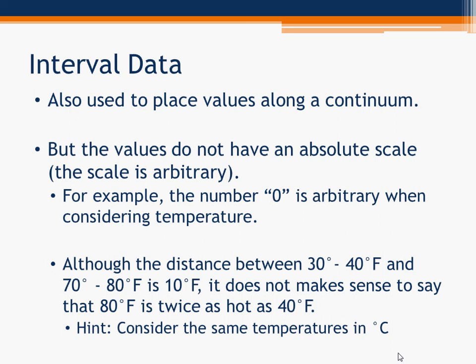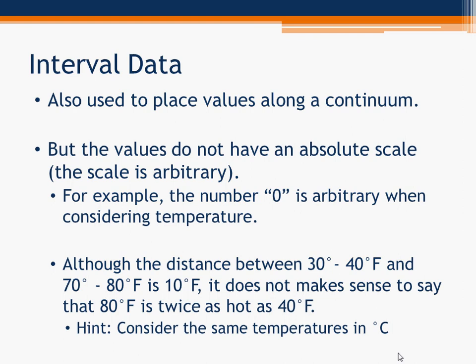The distance between 30 and 40 degrees Fahrenheit and 70 and 80 degrees Fahrenheit is 10 degrees Fahrenheit, but it doesn't make sense to say that 80 degrees is twice as hot as 40 degrees. And if you think about it, and there's the hint down at the bottom, those same temperature readings in Celsius, doubling the low value would not be the same as if you doubled 40 and said that 80 degrees is twice as hot as 40 degrees.